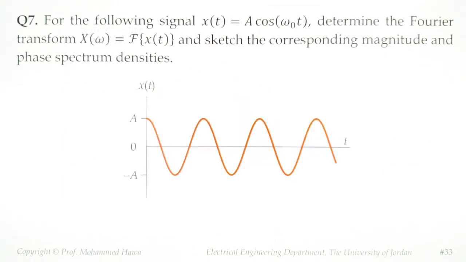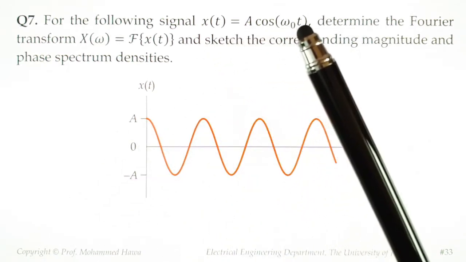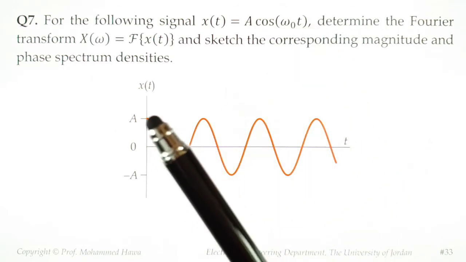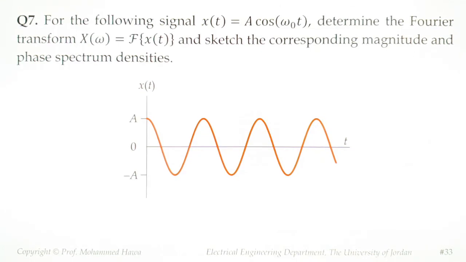The seventh example is very important. You should memorize the answer because it shows up in a lot of situations. The question says, for the signal x of t equals a cosine omega naught t, which is a cosine of amplitude a and fundamental frequency omega naught, determine the Fourier transform X of omega and sketch the corresponding magnitude and phase spectrum densities. I'm going to solve this problem using two techniques.